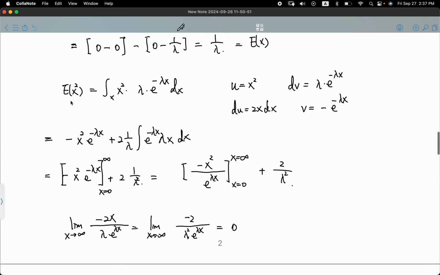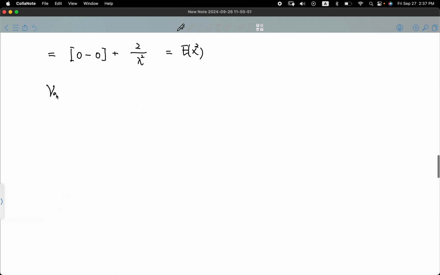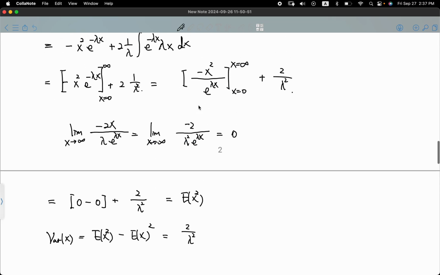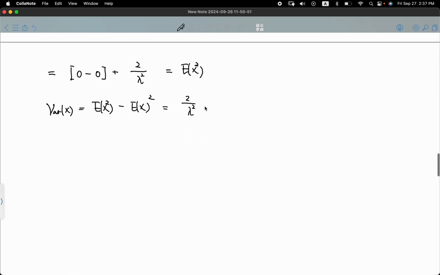So we started with the second moment. Our final goal is to have the variance of x, which is the expected value of the second moment minus the square of the first moment. And then you will have 2 over lambda squared. And let's see what the first moment is. The first moment is 1 over lambda. So you will have 1 over lambda squared. And this is just 1 over lambda squared. And then you have 1 copy of lambda squared.